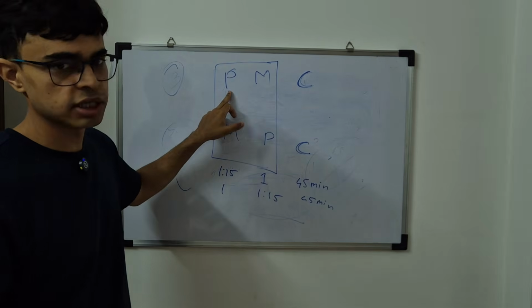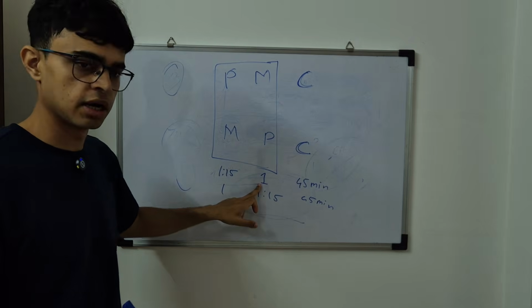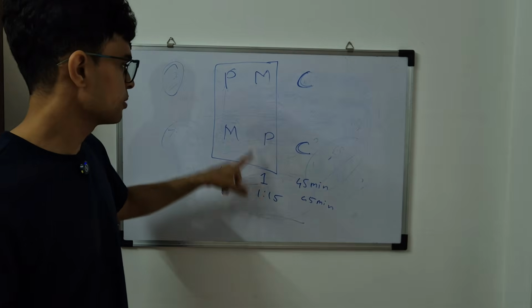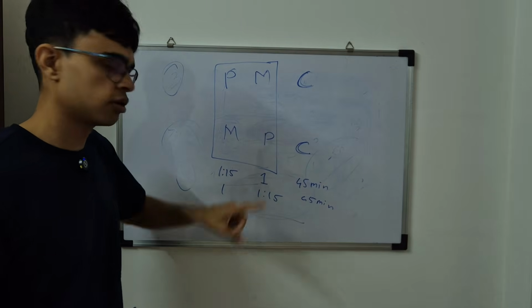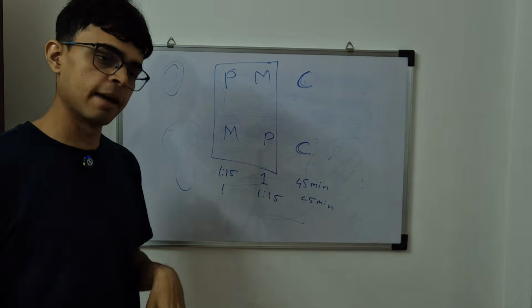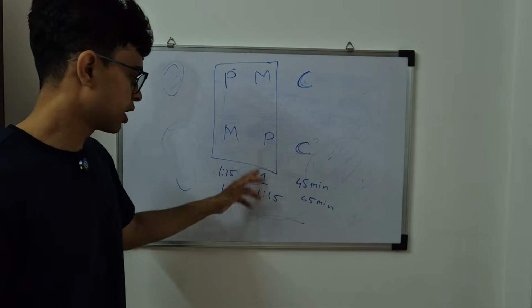For my case, I was able to do the entire physics in 1 hour. So I was able to solve my stronger subject within 1 hour. That's why I was choosing 1 hour for physics, followed by 1 hour 15 minutes for maths and 45 minutes for chemistry. If you are able to solve your stronger subject in 1 hour, then go ahead with that.